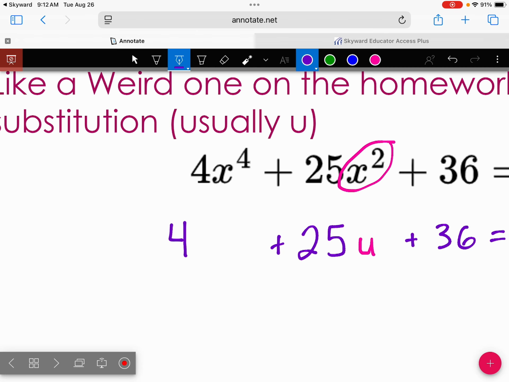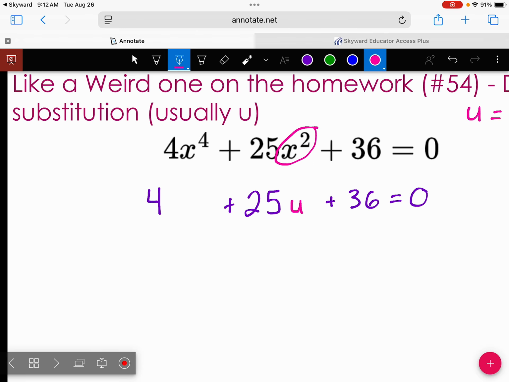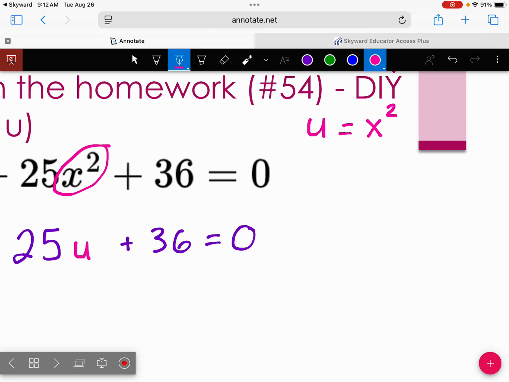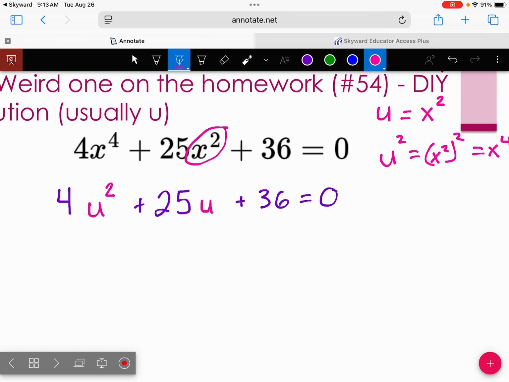So if I want to switch this x to the 4th out, it would be u squared. Because x squared is x to the 4th. If I take this and do u squared, I get x squared squared, it is x to the 4th. So this is way easier to factor. If you can factor from here, absolutely awesome. More power to you. Go for it. Totally fine. This just tends to be a little bit easier to wrap our brains around sometimes. So let's factor this guy as it sits right here with the u's.